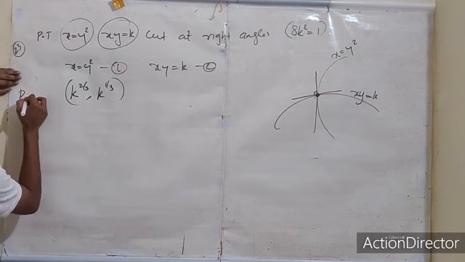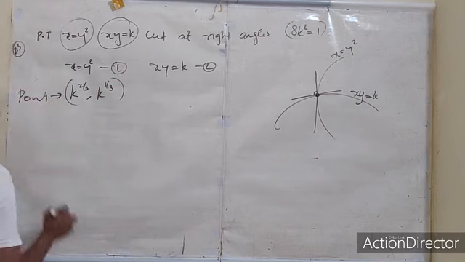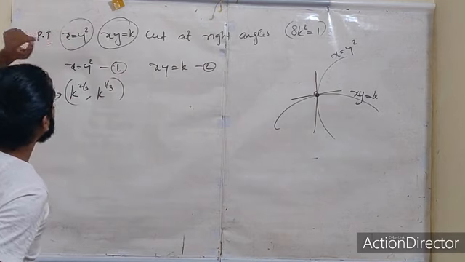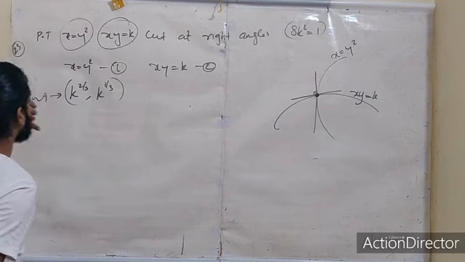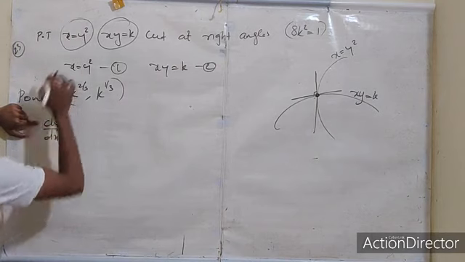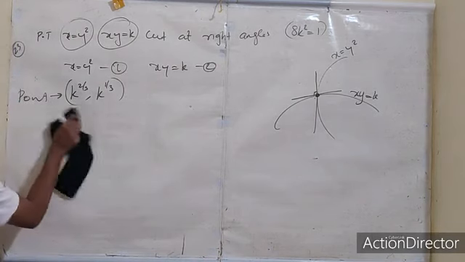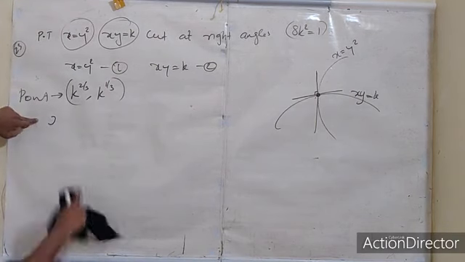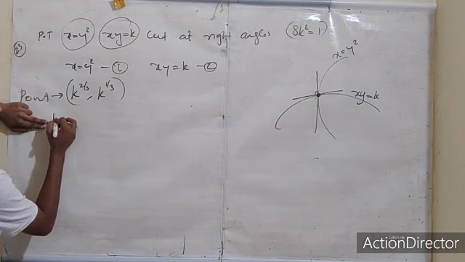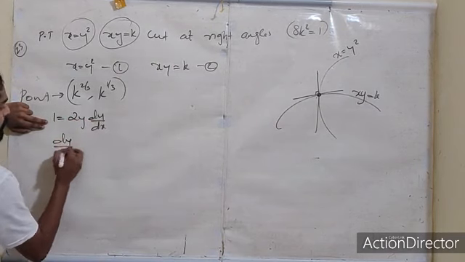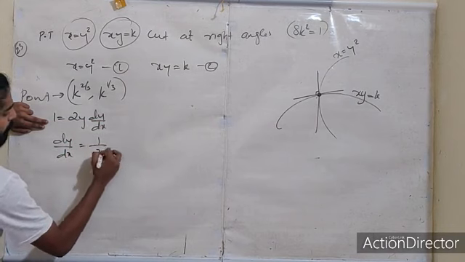Let this be the point. Okay, now we'll differentiate and find the slope of this curve and this curve. We can't get dy by dx directly, we have to differentiate this. This is an implicit function. So the derivative of x, which is 1, is equal to 2y dy by dx, or we can say dy by dx equal to 1 by 2y.